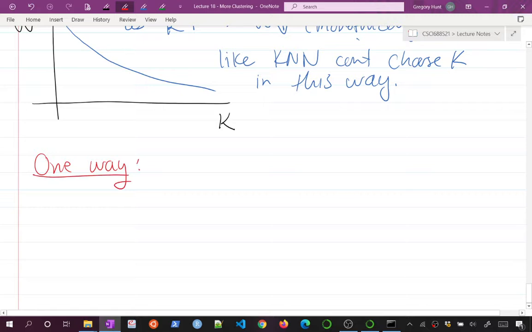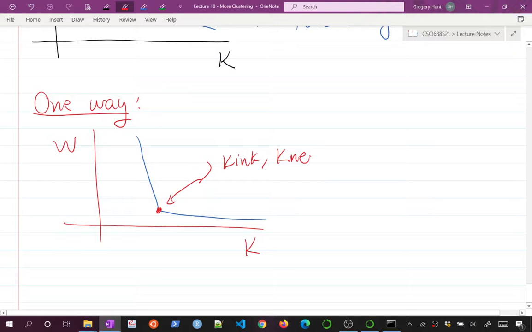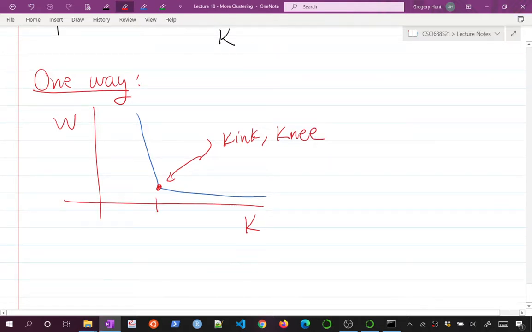One way, however, is to plot W against k and look for what we'll call a knee or a kink. Maybe it initially decreases really fast, and then it slows down. This is either called a kink or a knee. The idea is you might choose k star, the number of groups you think your data has, by picking a point where there's an abrupt change, where it stops decreasing really fast.